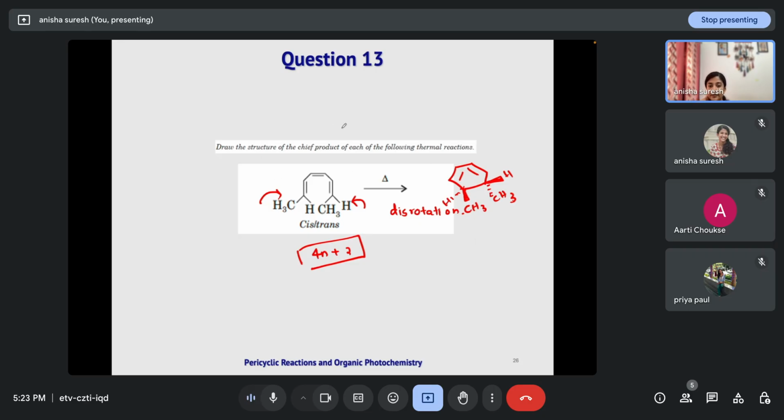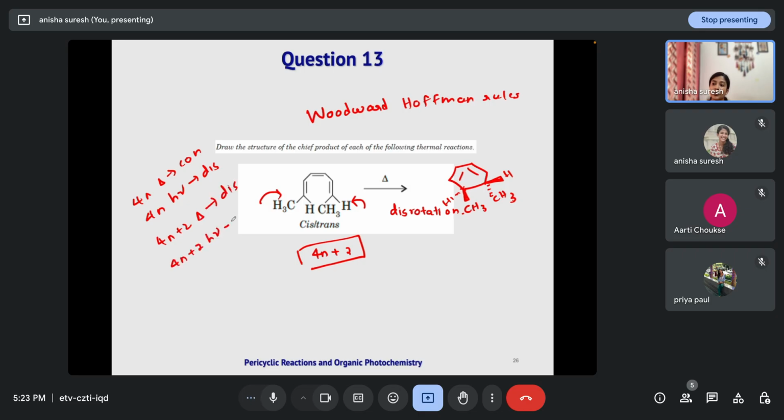So whenever we are seeing an electrocyclic reaction, we have to think about the Woodward-Hoffmann rules. 4n thermal: conrotation. 4n photochemical: disrotation. 4n plus 2 thermal: disrotation. And 4n plus 2 photochemical: conrotation. So this we have to keep in mind while solving any questions based on electrocyclic ring closure or ring opening.